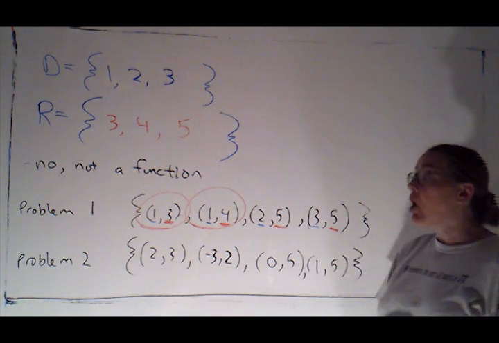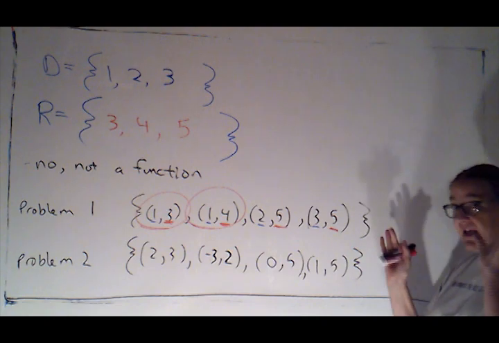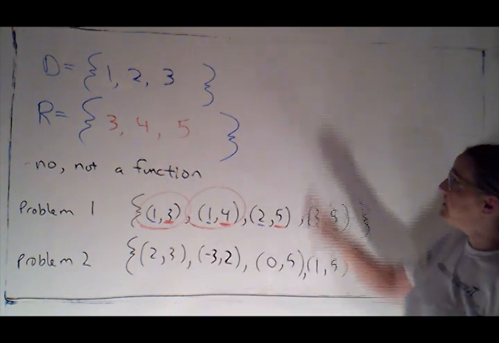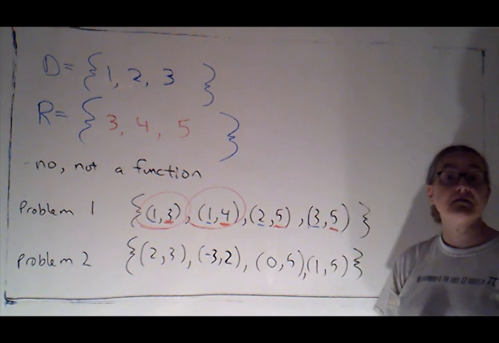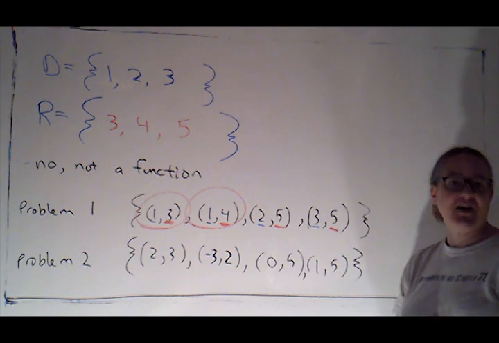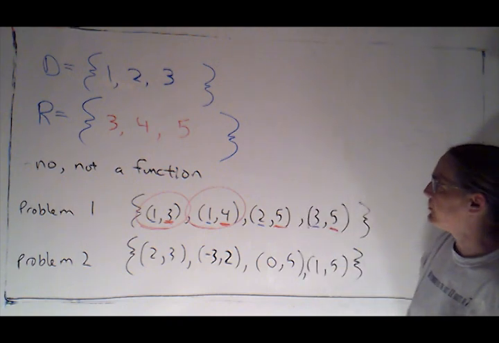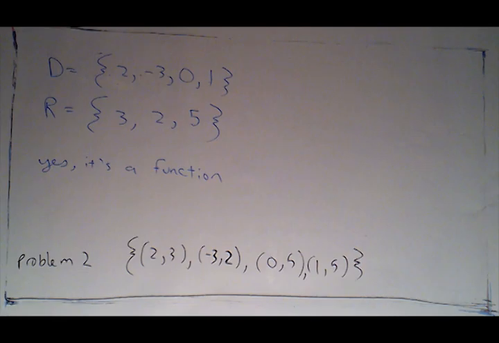I'm going to have you pause the video and do the same thing with problem 2. So part A you can skip because it's already given to you as a set of ordered pairs, but what I want you to do is write down the domain, the range, and then tell me whether or not it's a function. And then tune back in and you can check your answer. I think the domain and range will be pretty straightforward, but we'll talk through the question of whether it's a function or not.